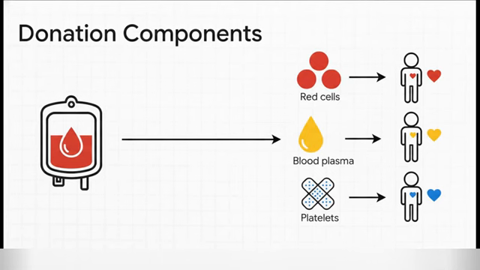Which brings us to why knowing your type and actually going out to donate is so incredibly crucial. When you donate a pint of blood, hospitals don't just use it as one big bag. They brilliantly split that single donation into 3 vital components: red cells, blood plasma, and platelets. And each of those can be sent off to treat a completely different medical emergency.